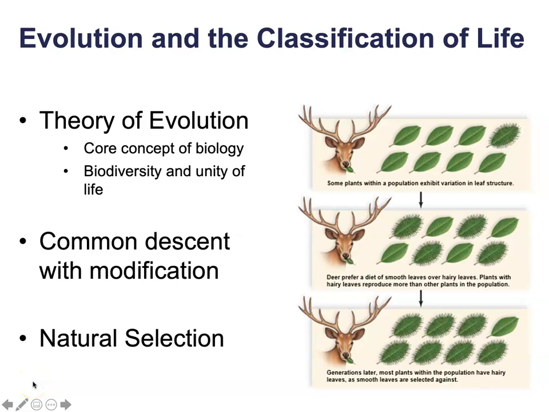So the next section that we're going to talk about is evolution and the classification of life. One of the things we want to talk about is the theory of evolution. The theory of evolution is going to be a core concept of biology. It explains both the diversity and the unity of life.